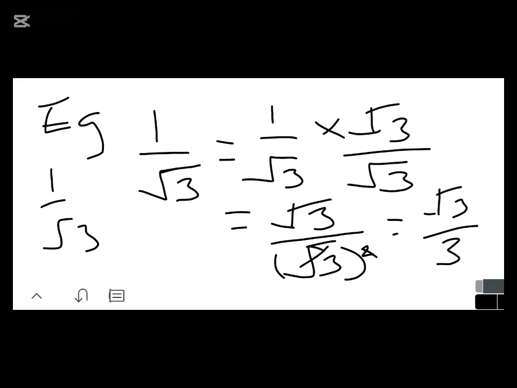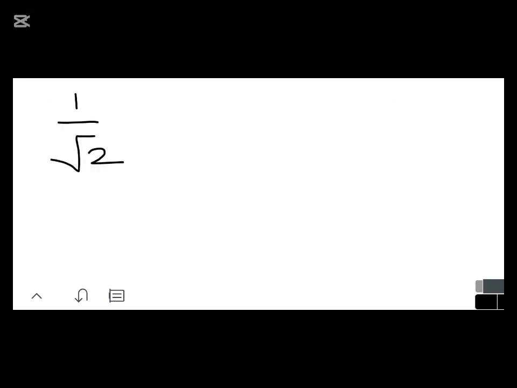Let's take another example. So we are given 1 over square root of 2 to rationalize the denominator. So as I said, we multiply the numerator and the denominator by the denominator. So this one gives us 1 multiplying square root of 2, then square root of 2 multiplying square root of 2.